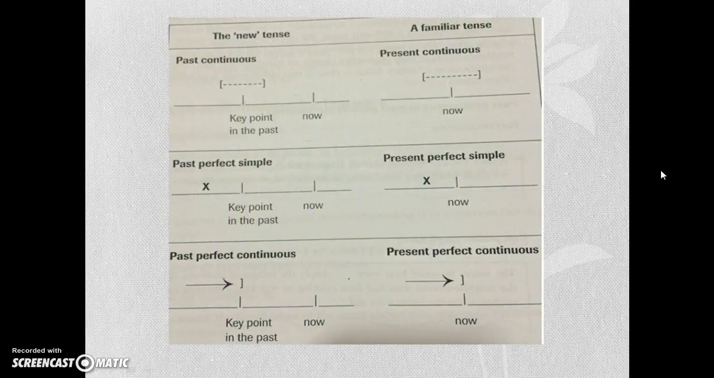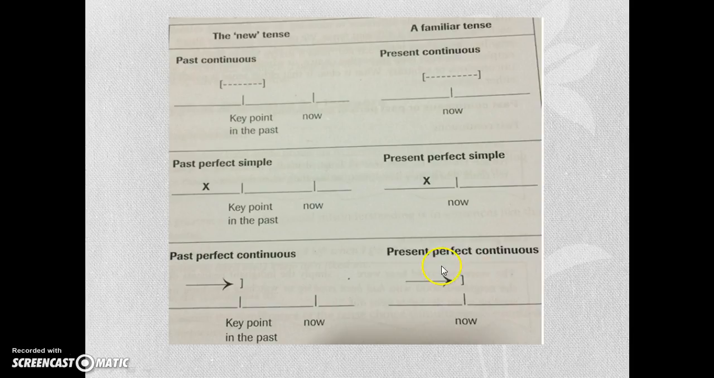Now, in this chart that was taken from the reference book, you're going to see some tenses that are going to help you to understand the new tense, which is a familiar tense. The present continuous, it's something that happens now. Now, the past continuous, it's something that kept happening through the key point, but it's not happening right now. A familiar tense could be the present perfect simple. That is an action that starts in the past, finishes in the past, and that's it, right? The past perfect simple, in this case, it's an action that starts in the past but ends before the key point.